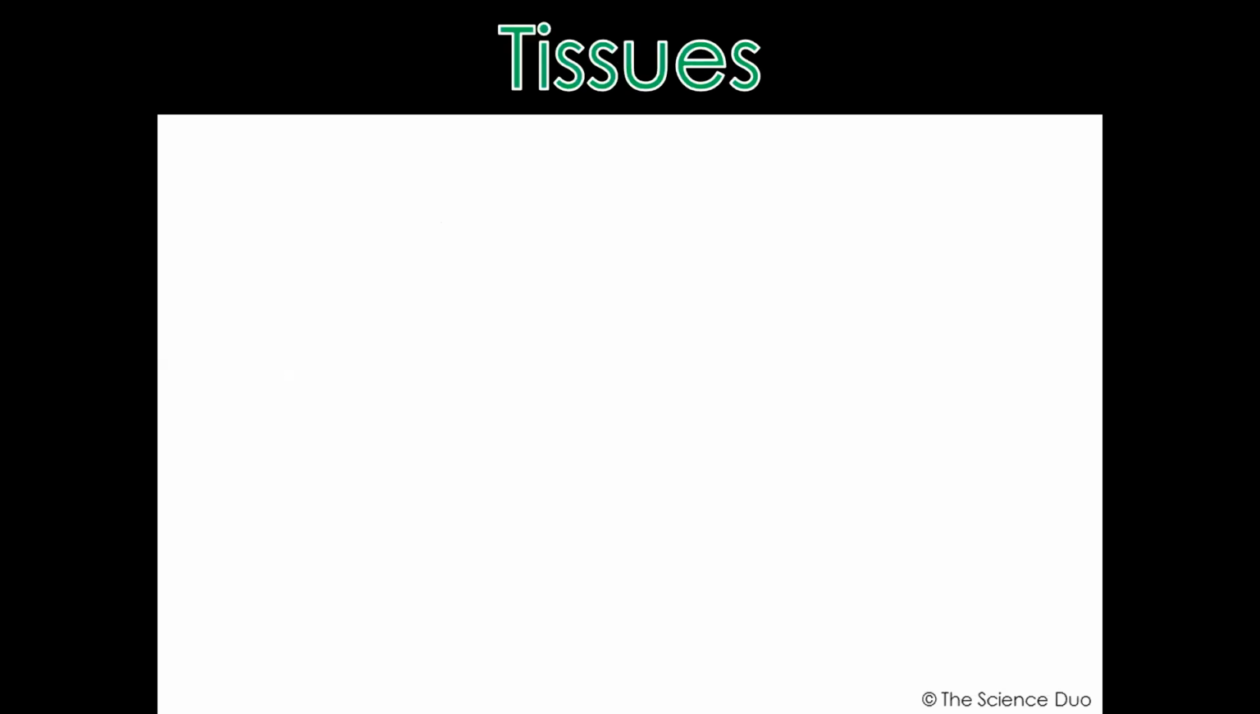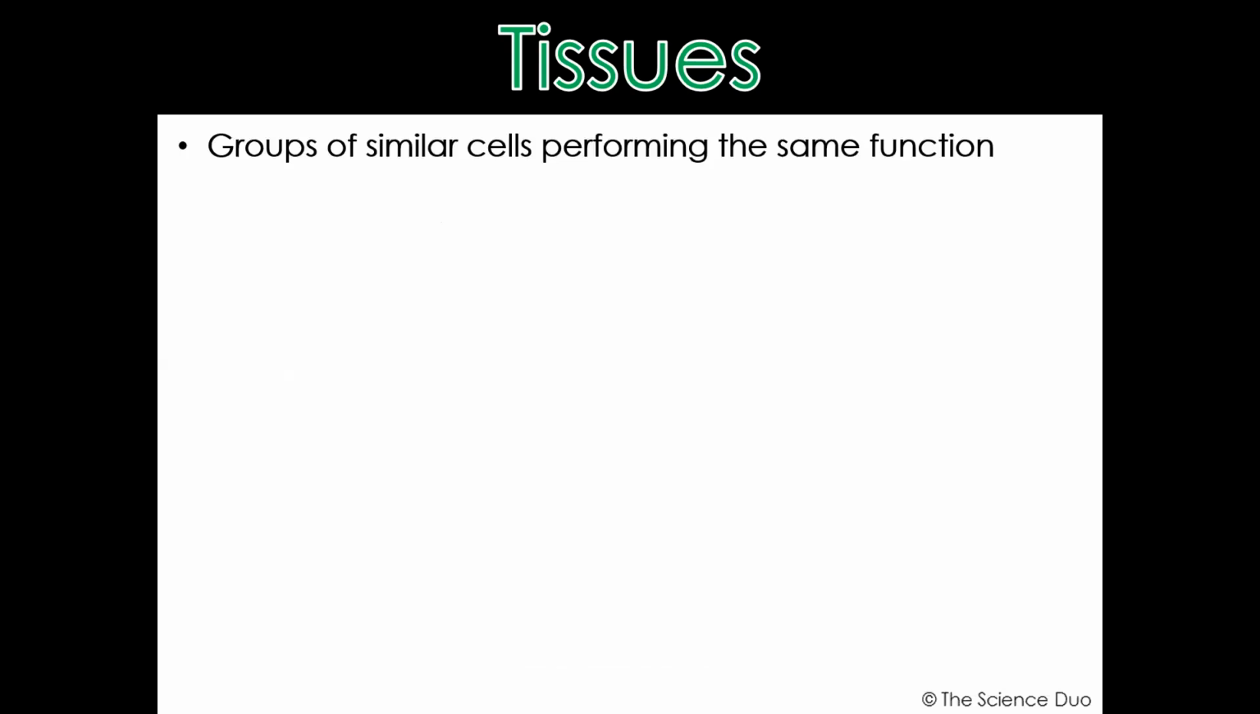So going from cells, remember that is the smallest. When like cells come together, they form a tissue. So these are a group of similar cells that perform the same function. And some examples of tissues.